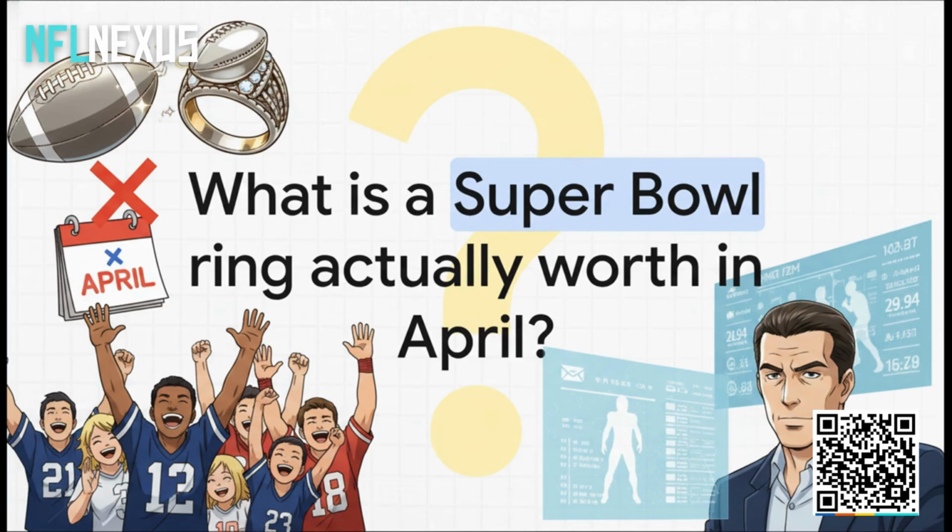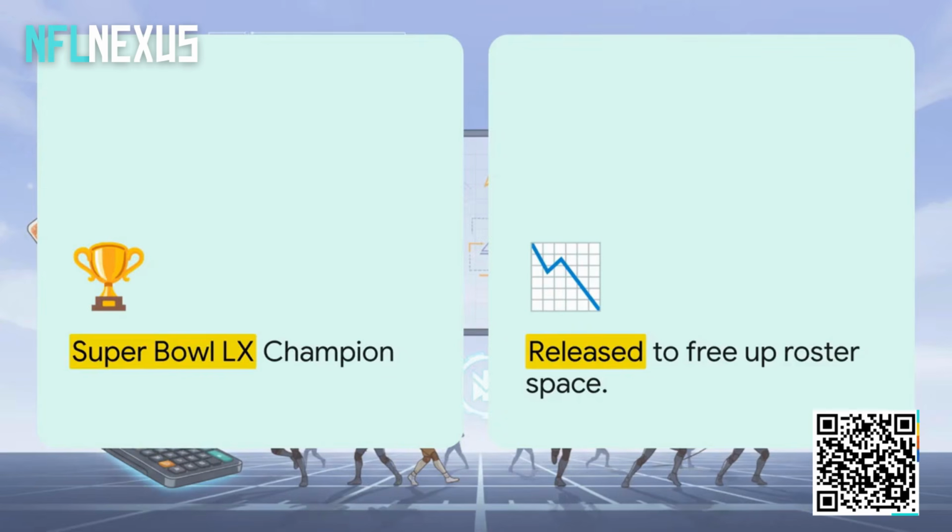It's mind-boggling. From a fan's perspective, winning a ring means you are part of the family forever. You're a legend in that city. But from a general manager's perspective, a ring won in February does absolutely nothing to clear a roster spot in April. We are looking at a truly devastating disconnect here between glory and business.